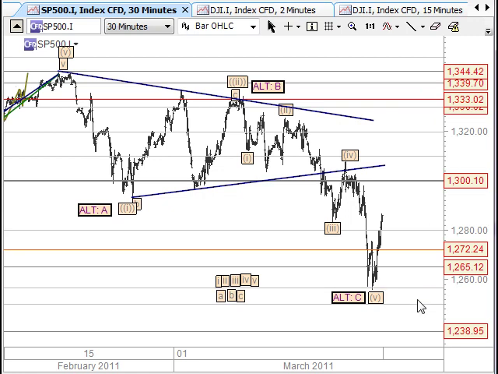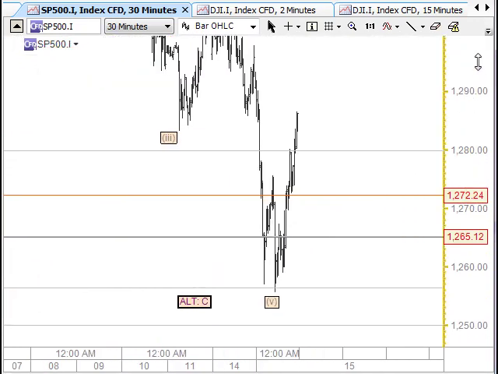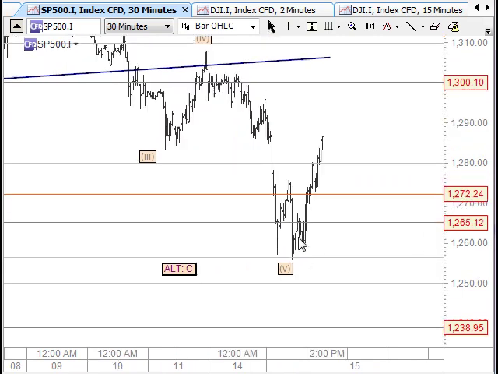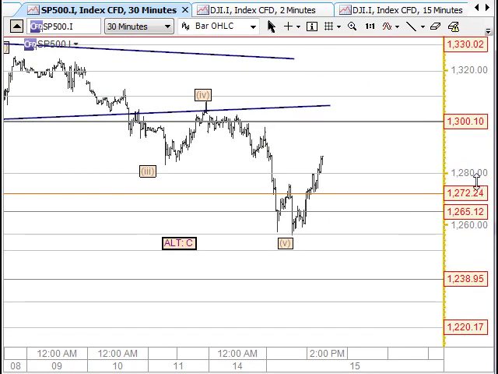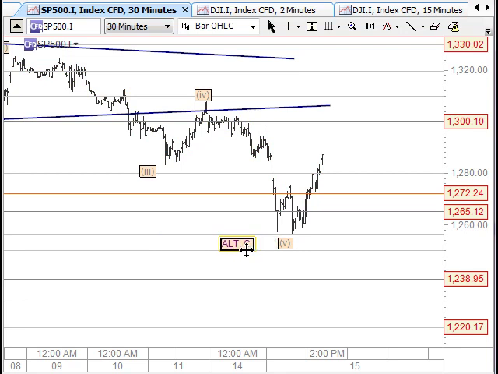What's going to be significant here as well is this number, the 1272. I know that it doesn't look like it at this point in time, but it will. So let's see how we play out with that. We need a new low under this 1256 to eliminate this ABC count. So that bullish count stands there.